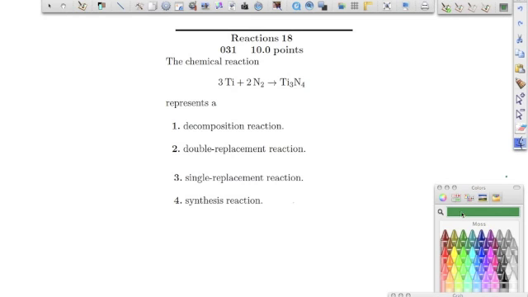Okay, on number 31 it says the chemical reaction. We see here we have an element plus an element, and it produces one single compound. It represents a synthesis reaction because we have two things becoming one thing. We could also call it a combination reaction, but the correct answer would be synthesis reaction.